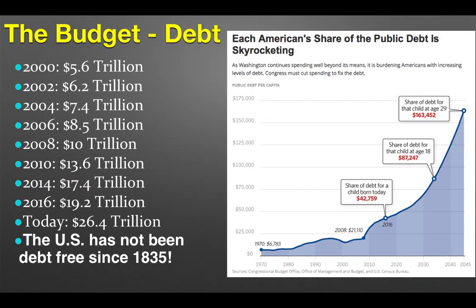The budget debt, you don't need to write these down, but in 2000 it was 5.6 trillion. Today it is 26.4 trillion. That is as of this morning. It might have gone up to 26.5, actually, I think it did. The U.S. has not been debt-free since 1835, which was under the presidency of Andrew Jackson. And being debt-free isn't necessarily a good thing. You want to have a certain amount of debt so that you can pay for things that are needed. But the debt that we're at right now is pretty ridiculous.